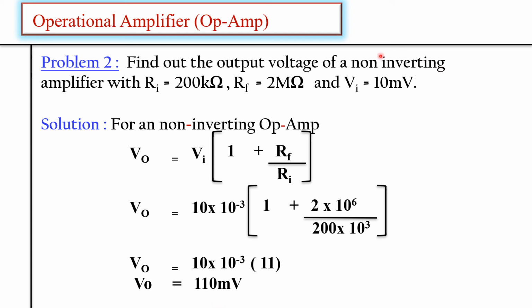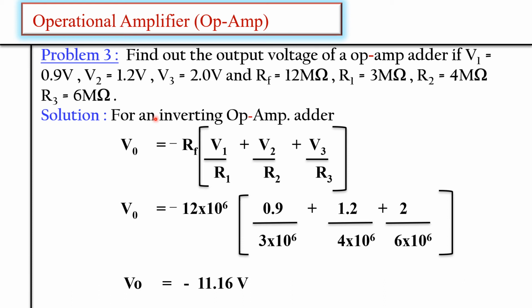So see here it has been amplified. We have just applied 10 millivolt and what is our output? 110 millivolt. So output is amplified, right? This is nothing but the output of a non-inverting op-amp.